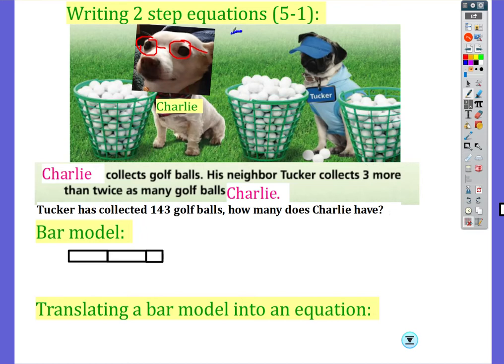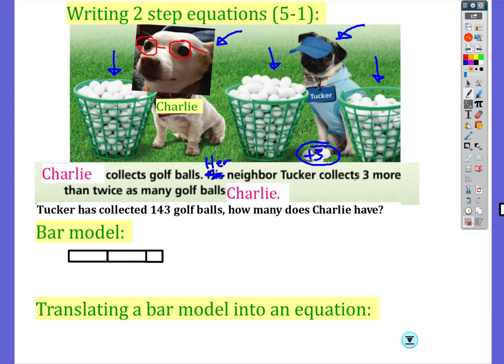So we've got Charlie. My dog has nefariously collected a bunch of golf balls, but Tucker's a little farther ahead. If we look at this, we see Charlie's got one bucket of golf balls. Tucker's got two full buckets of golf balls, plus three more to the side that aren't in a bucket at all. Now it's formalized a little bit. It says Charlie collects golf balls. We see that here. And I better change this because they misgendered Charlie. Her neighbor Tucker collects three more.